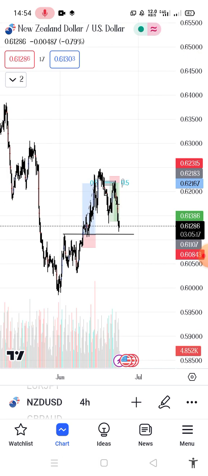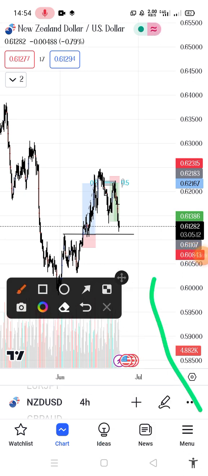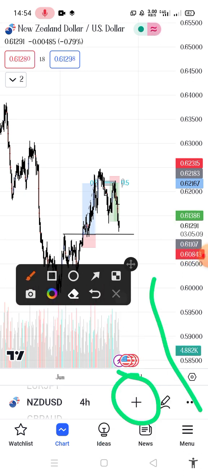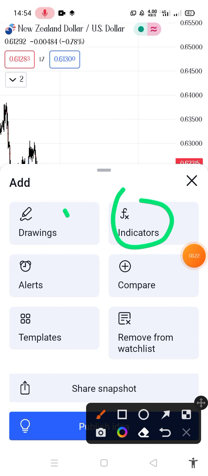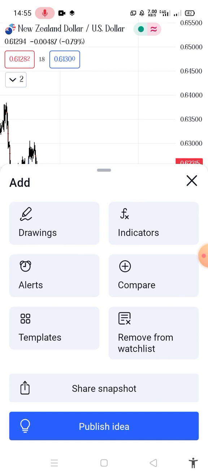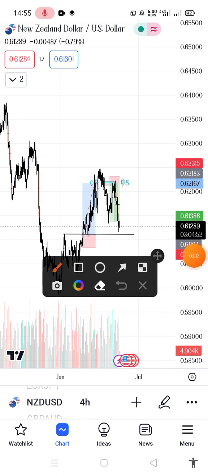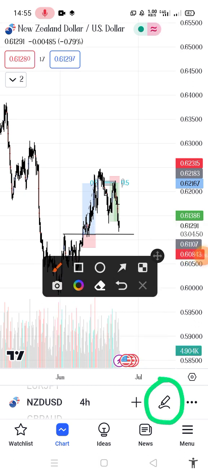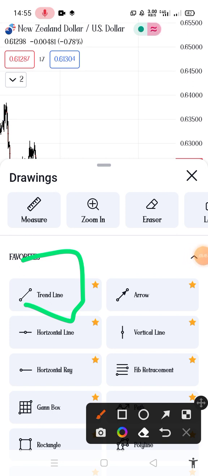This plus sign right here, when you click on it, you'll be shown indicators, drawings, how to set alerts and compare and all this. So this is what you need most of the time. Then for this pencil right here, when you click on it, you are able to see the tools you need on your chart. Like I use this, I use this, you need everything here basically.